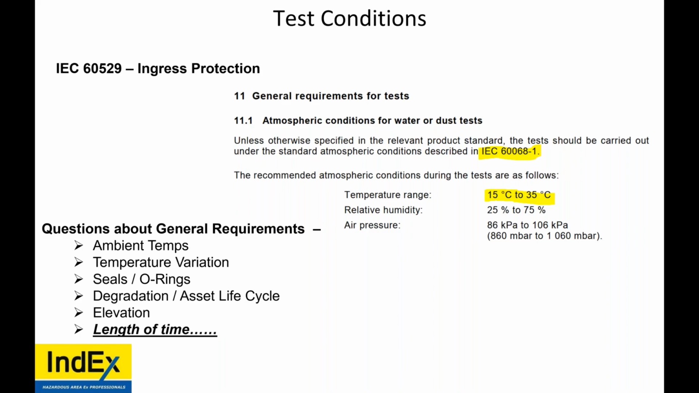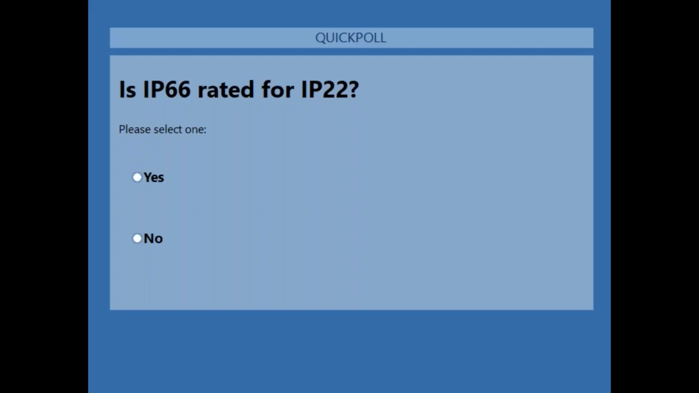So, another poll question. Is IP66 rated for IP22?